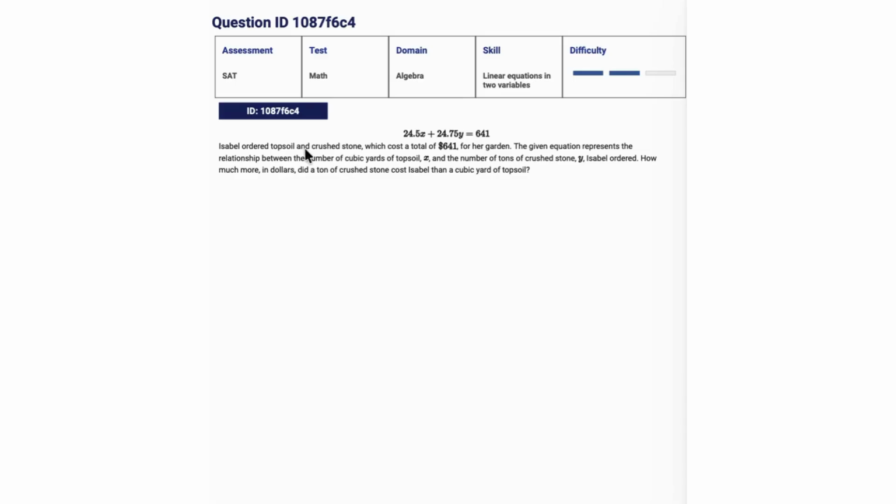Isabel ordered topsoil and crushed stone, which cost a total of $641 for her garden. The given equation represents the relationship between the number of cubic yards of topsoil, which is X, and the number of tons of crushed stone, Y, Isabel ordered. How much more in dollars did a ton of crushed stone cost Isabel than a cubic yard of topsoil?